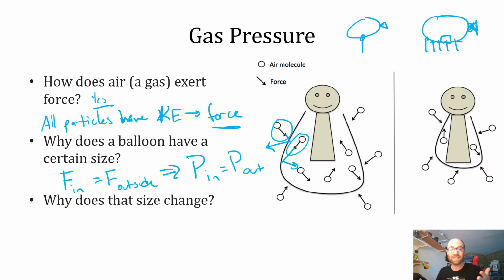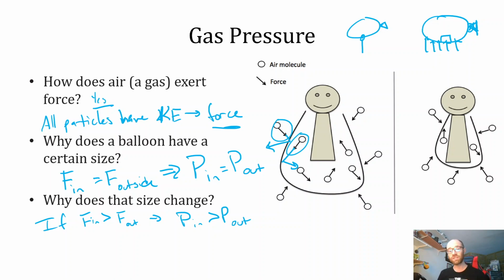Now, you can get the size to change because of area changing or because of force. If the force on the inside is greater than the force on the outside, then that would mean that the pressure on the inside is greater than the pressure on the outside. And we said a force is a push or a pull. If the pressure on the inside is greater, then the balloon will push outward.